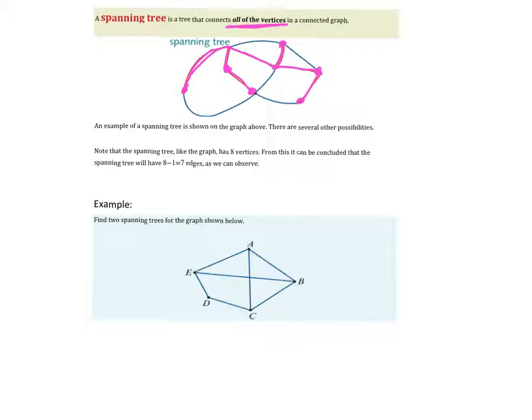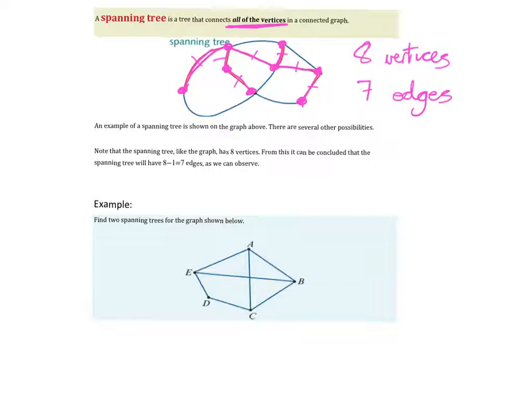Let's test it out for this. Let's count our vertices. So 1, 2, 3, 4, 5, 6, 7 and 8. We have 8 vertices. It should mean, therefore, that we have 7 edges. Let's see. 1, 2, 3, 4, 5, 6, 7. Yes, we do. Because remember, there is always one less edge than there are vertices in a spanning tree.